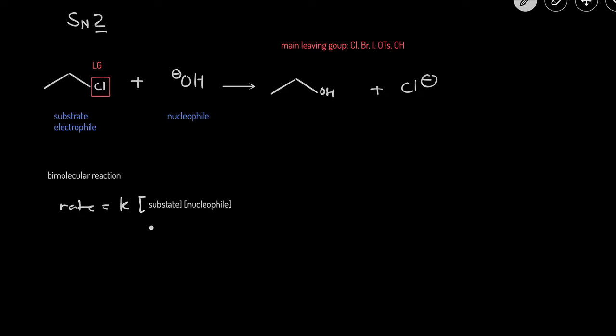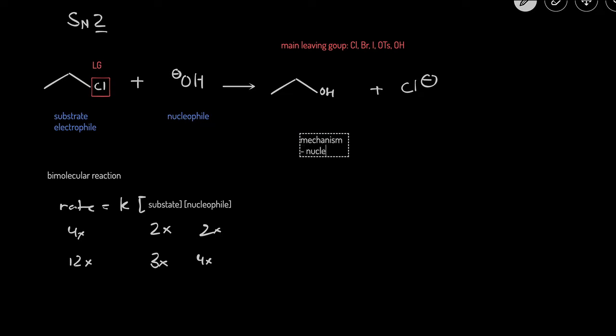So for example, if I double the concentration of the substrate and double the concentration of the nucleophile, then the overall rate is going to increase by 4. If I triple this and quadruple this, then overall the rate is going to increase by 12.